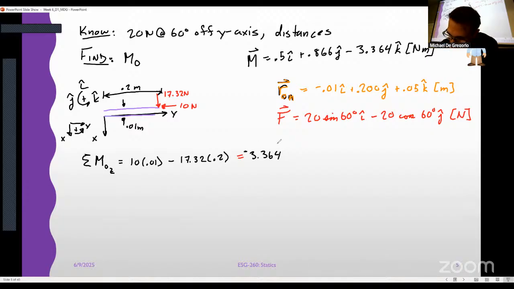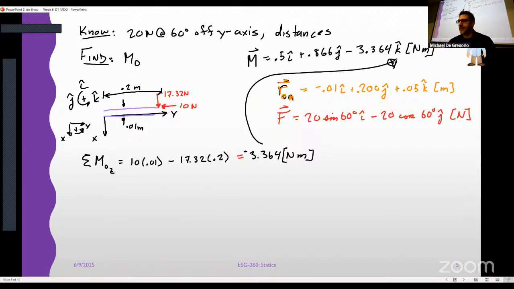And it turns out that if we do the math, we get negative 3.364. So far so good. It checks, right? So that's our Z component.